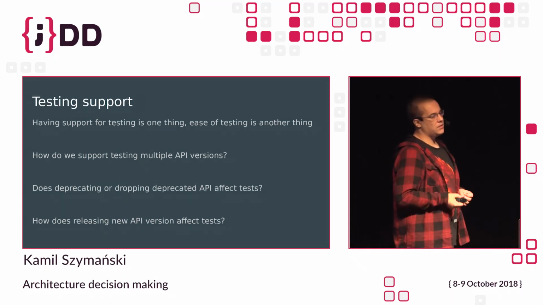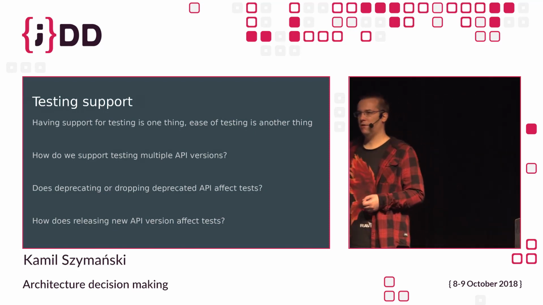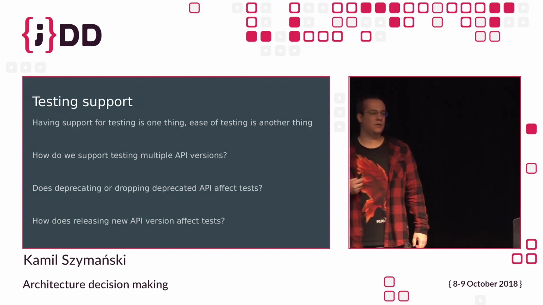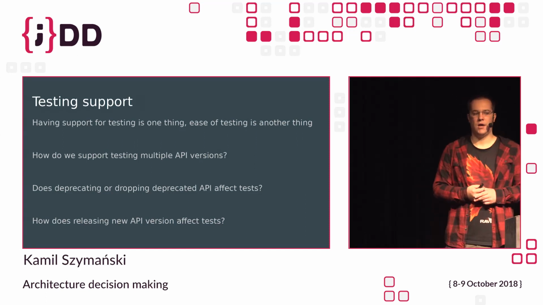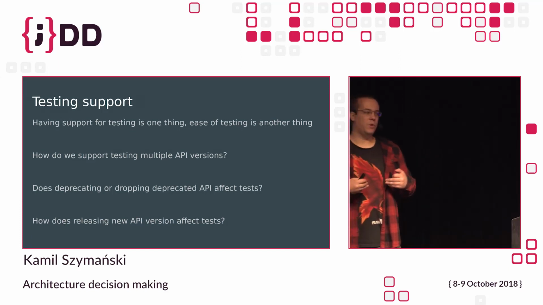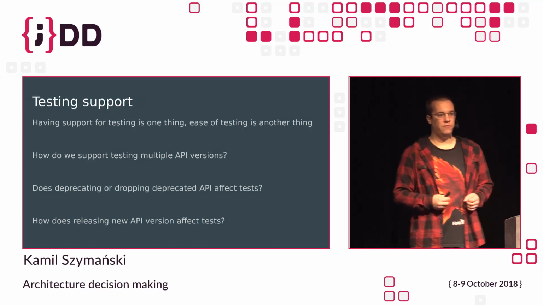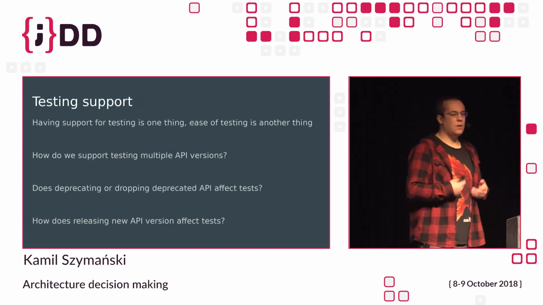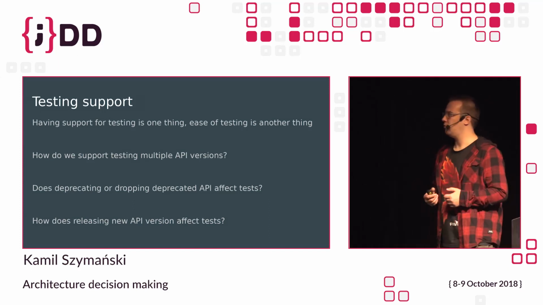And by testing support, I do not mean that we have a fluent builder to make requests. This is a good thing to have, but the more crucial thing is being able to, for example, test multiple API versions at the same time. Think about how much effort, how much hassle is involved when we release a new API version. Do we need to take all the tests and copy them or modify them? Or is it just a single property change? What happens when we deprecate an API version? Do we need to remove tests? How much hassle, how much effort does it take?